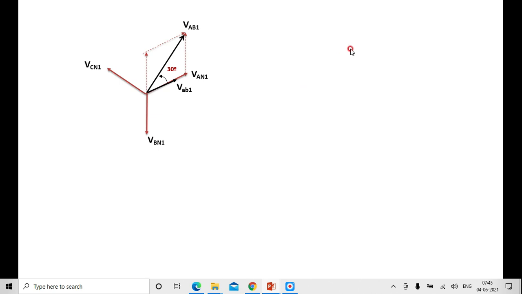Next, similarly, I am starting with the negative sequence vector diagram on the star side. Here the phase sequence is A, B and C, the same as the original phasors. Here the sequence is changed. You can observe it is A, C and B, because it is a negative sequence. VAN2, VCN2 and VBN2 are negative sequence components of phase A, C and B.